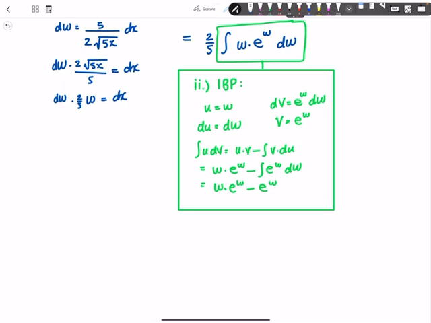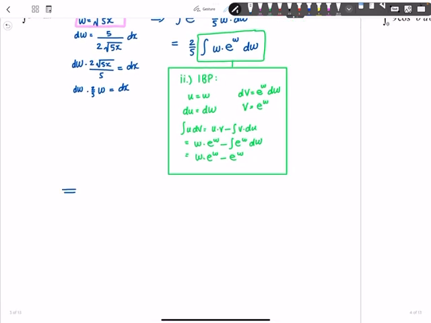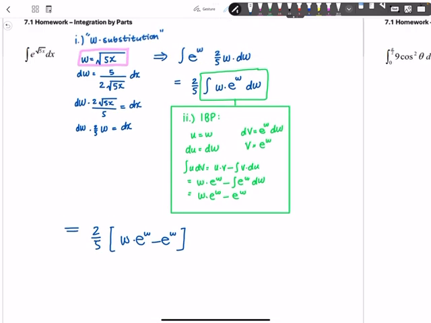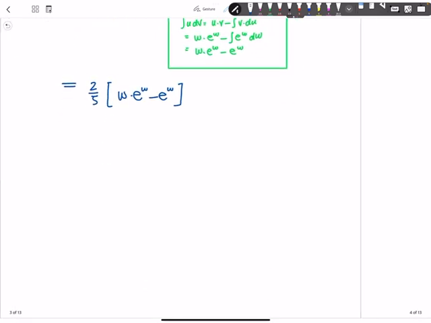And back to my integral then, we have 2 over 5 times w e to the w minus e to the w. All right, so now we can back substitute. Again, remember that w was equal to the square root of 5x. So I get 2 over 5 times the square root of 5x times e raised to the square root of 5x minus e to the square root of 5x. And at this point in time, we could be done.